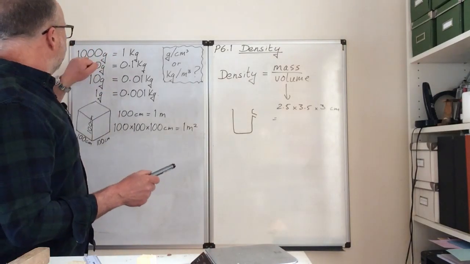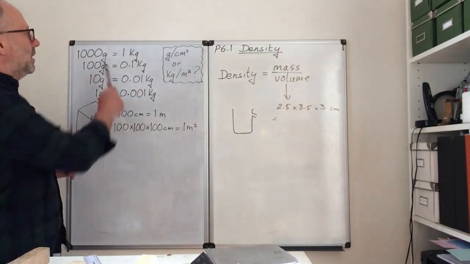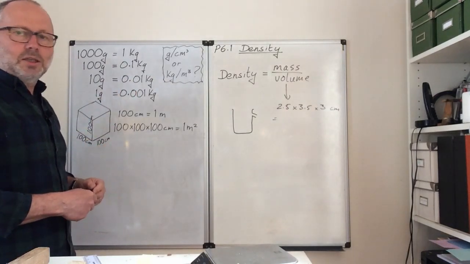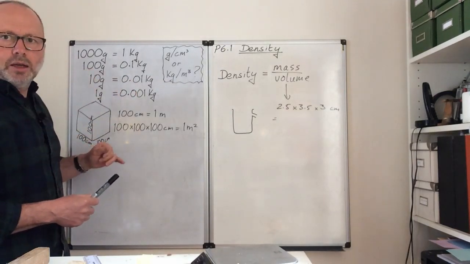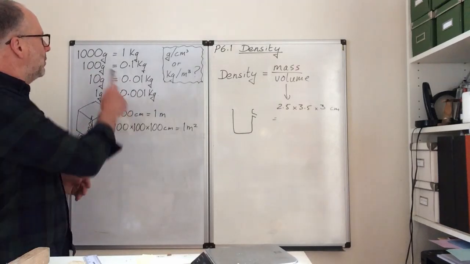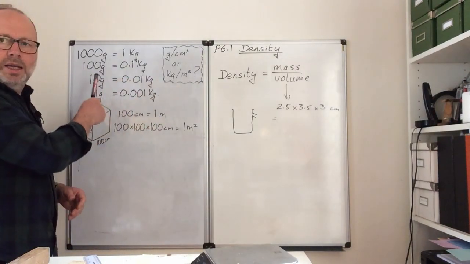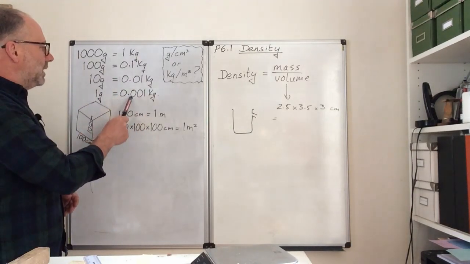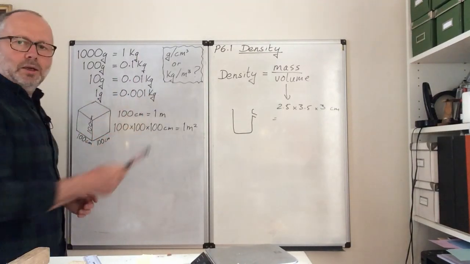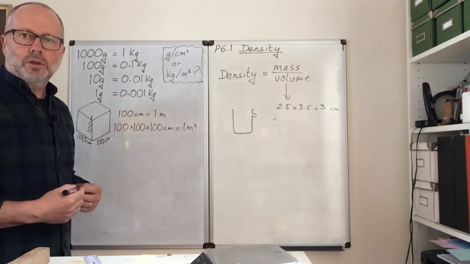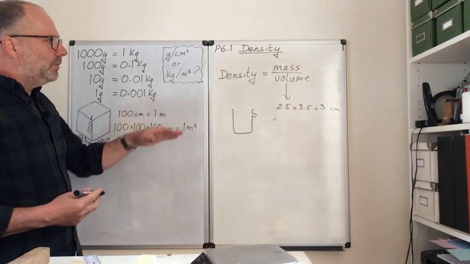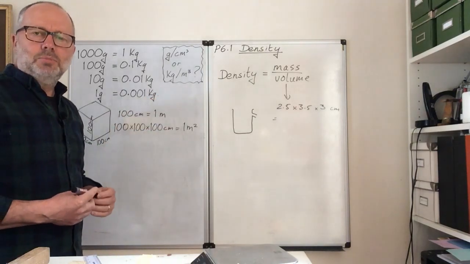So if you had 1,000 grams, you would know that that is a kilogram. That's easy. But if you had 100 grams, that's not quite so straightforward. That is 0.1 of a kilogram. 10 grams is 0.01 of a kilogram, and 1 gram is 0.001 of a kilogram, which is a 1,000th of a kilogram. And then you've got to think about, can you convert cubic centimeters into cubic meters?